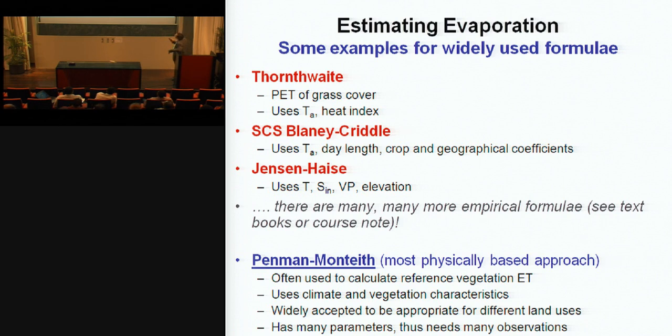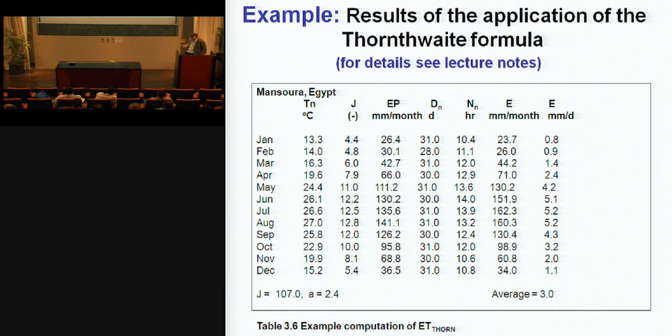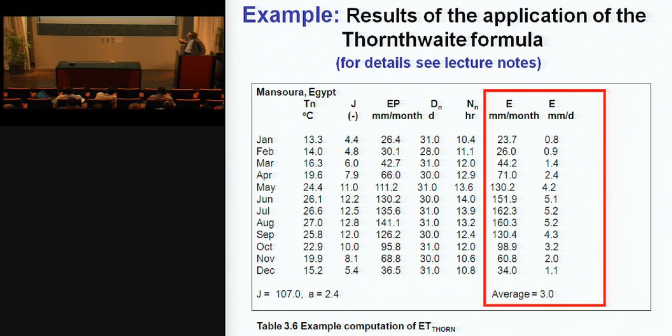This is some examples from the Thornthwaite method. I don't want to go too much into detail on monthly and daily basis of an area in Egypt. You can have up to 5 or almost 6 millimeters per day. That's a lot of evaporation.